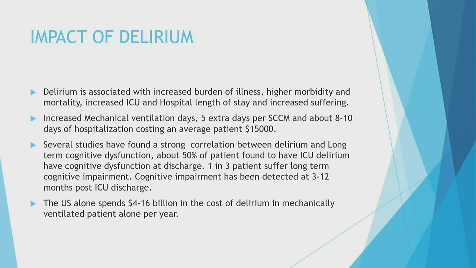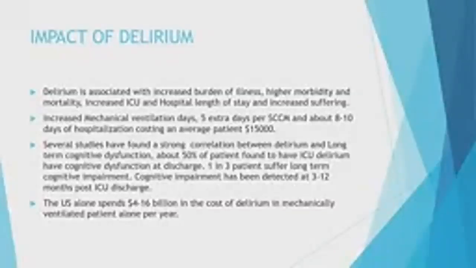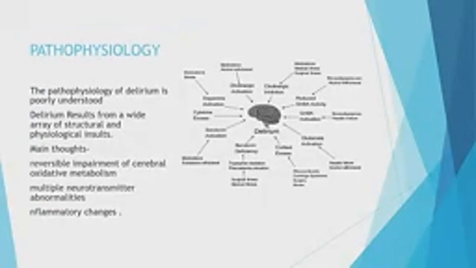Studies have found a strong correlation between delirium and long-term cognitive function, which I did mention that. About 50% of the patients who actually experience ICU delirium have a cognitive impairment at discharge. 1 in 3 suffer long-term effects, and then impairment has been detected in multiple patients at 3 months, 12 months after being discharged from the ICU. And if you want to put it in dollars, so it makes more sense to all of us sometimes, $4 to $16 billion cost in the US alone per annum in mechanically ventilated delirious patients alone. So it's much more than that.